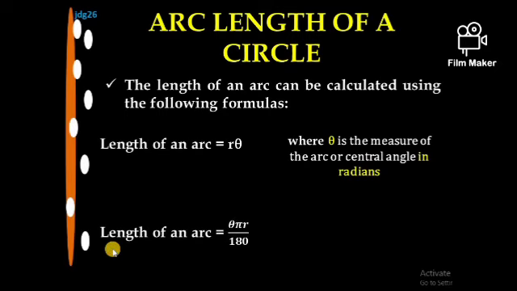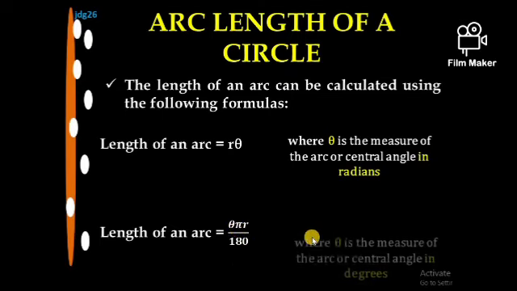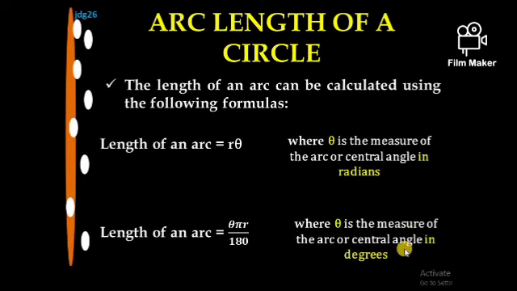The second formula is: length of an arc is equal to theta times pi times r over 180, where theta is the measure of the arc or central angle in degrees. So, meron tayong dalawang formulas. Gagamitin ang first formula kapag ang measure ng central angle or arc is in radians. At yung second formula, gagamitin natin kapag ang measure ng angle ay in degrees.